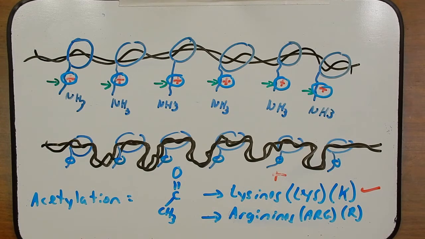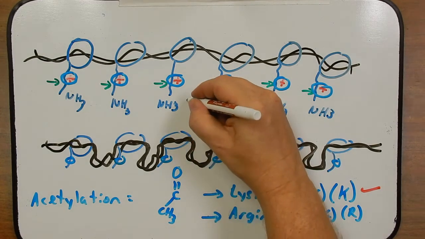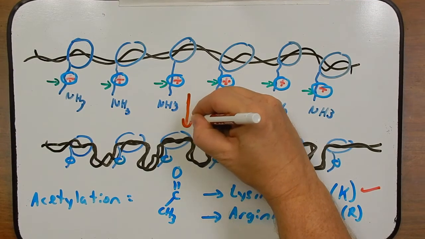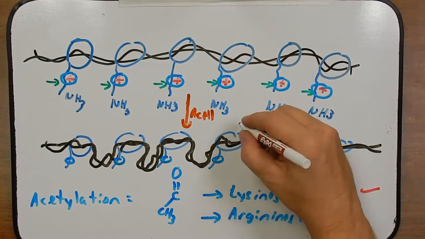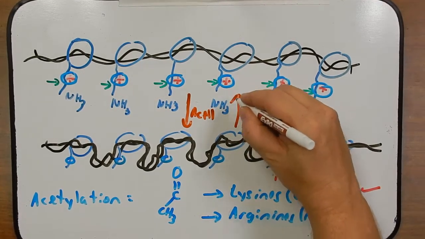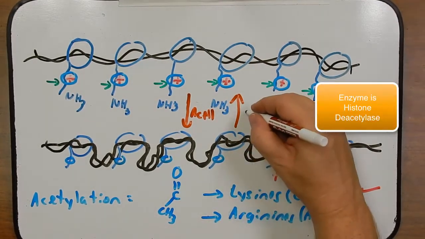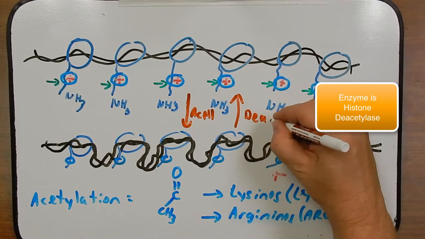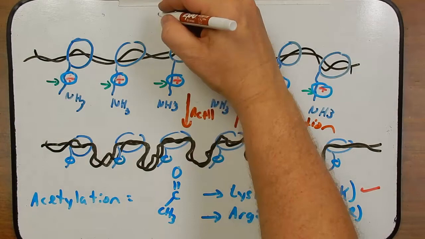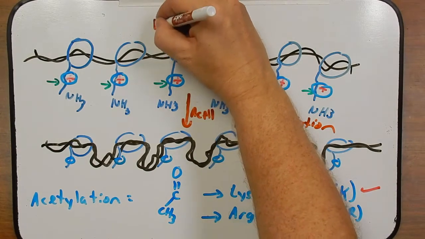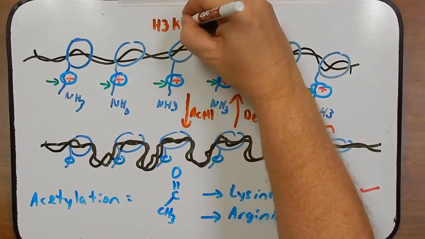Now, I should mention a very important point, and that is that this is reversible. So this here is adding the acetyl groups, but it is reversible, and we can remove the acetyl groups just as easily. And I'm going to write this as a deacetylation. So it is reversible. Now while we have this written here, I want to talk about one of these histone lysines that is commonly modified, and that's histone 3, lysine 9.